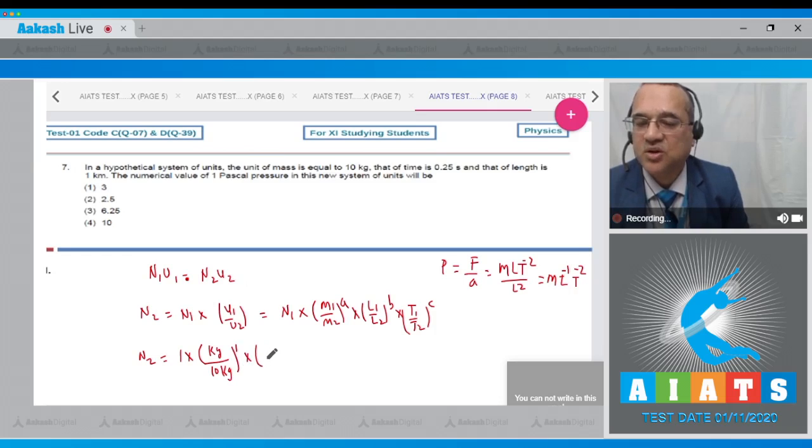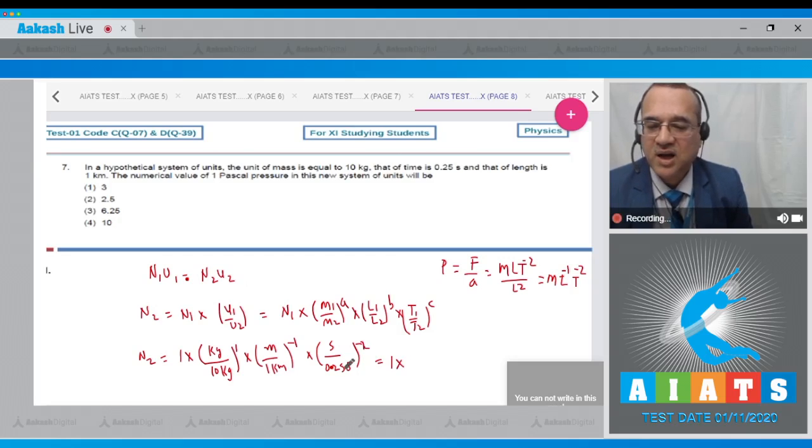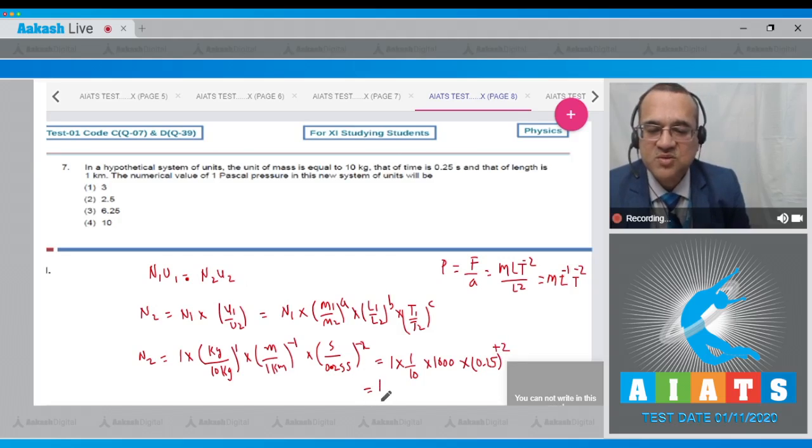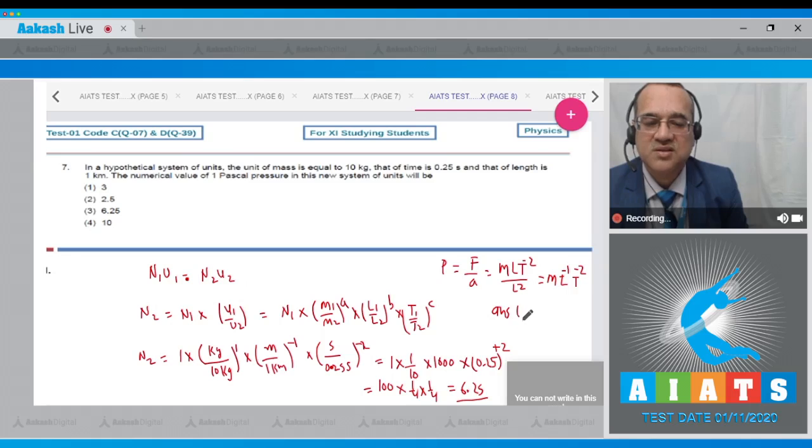The length in the old system was meter, and in the new system it is 1 kilometer. The power will be -1. The time in the old system was second, and in the new it is 0.25 second, right? And the power is equal to how much? -2. Now this becomes equal to 1, and this is 1 by 10. Kilometer becomes 1000 meter, and the minus sign makes it go up, so it is 1000. Now this is 0.25, and the power is plus 2, right? Because this goes up. So when you solve it, this is 1/10 multiplied by 1000 multiplied by 1/4 multiplied by 1/4. So 100 by 16 is equal to 6.25. Therefore, the answer to this question is option number 3.